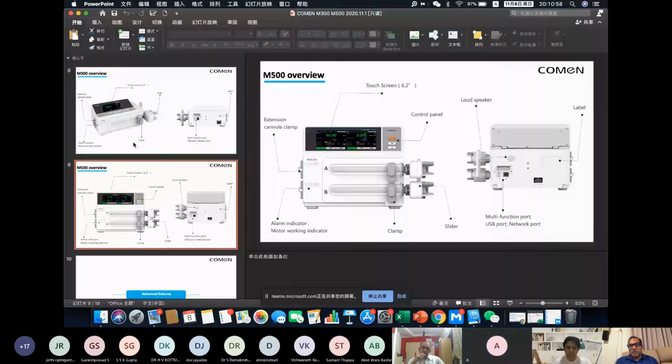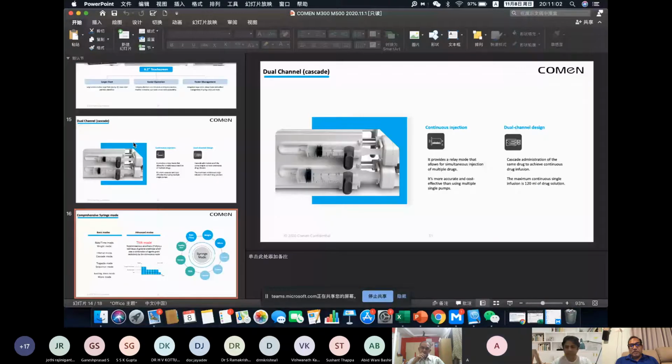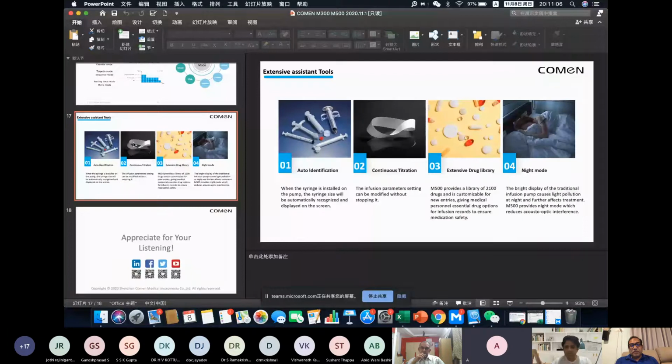Second one, it automatically identifies the syringe. We can fit any size, because in the market mostly it is 5 ml, 10 ml, 20 ml, 30 ml, and 15 and 6 ml. These are the most common sizes. Once we fit the syringe, it will automatically identify it and display on screen.